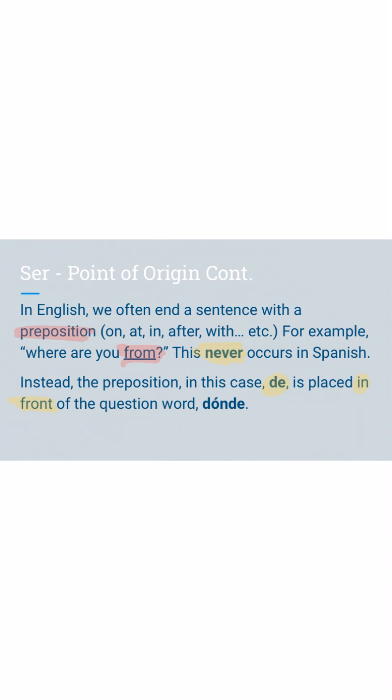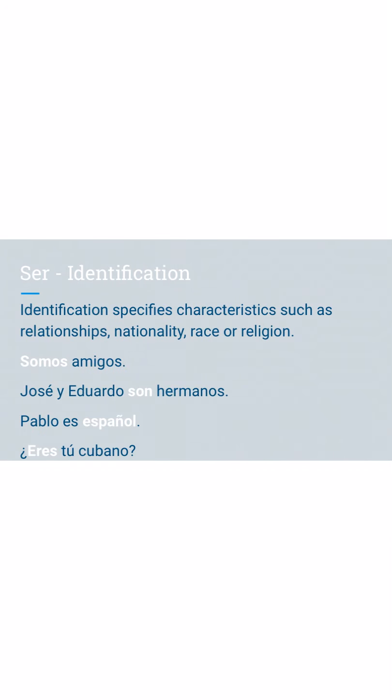All right. So looking at our next one, this is called identification. And an identification specifies characteristics such as relationships, nationality, race, religion, anything that's part of your identity that you just can't change, right? Now, when you look at relationships, I'm sure maybe you're thinking, well, I was friends with somebody in second grade and we're not friends now. That's not permanent. And sure, I'll give that to you.